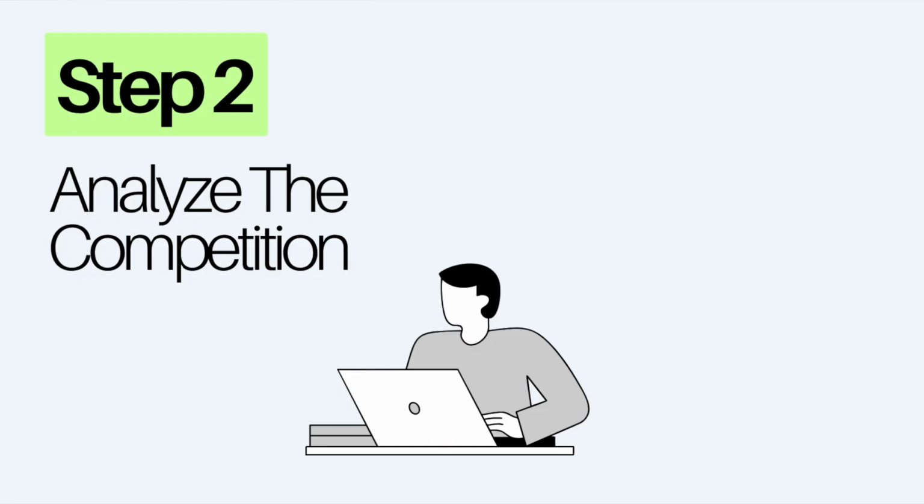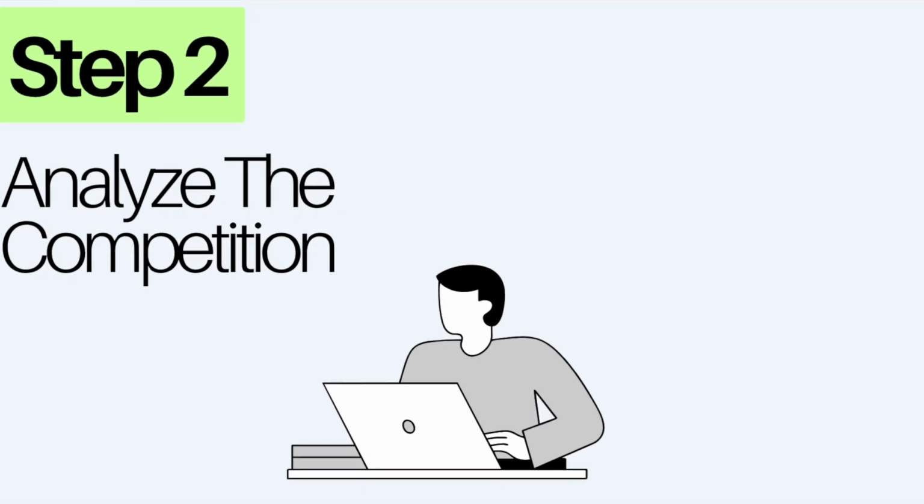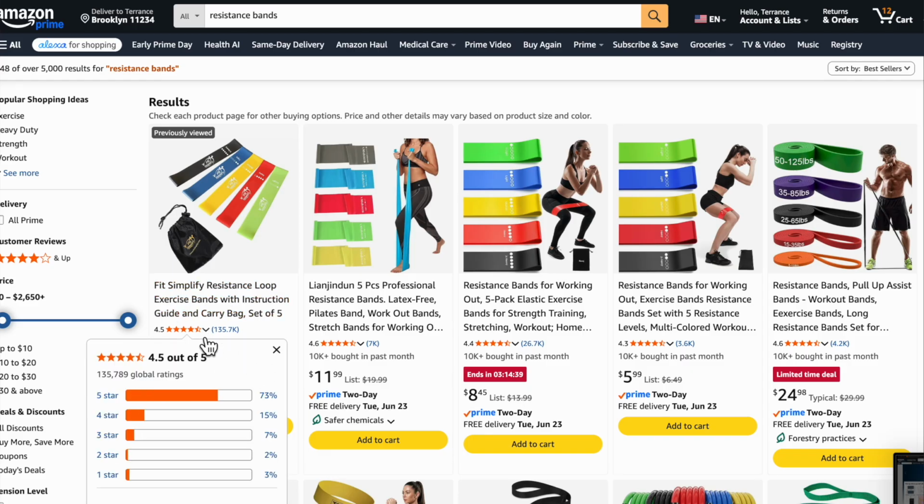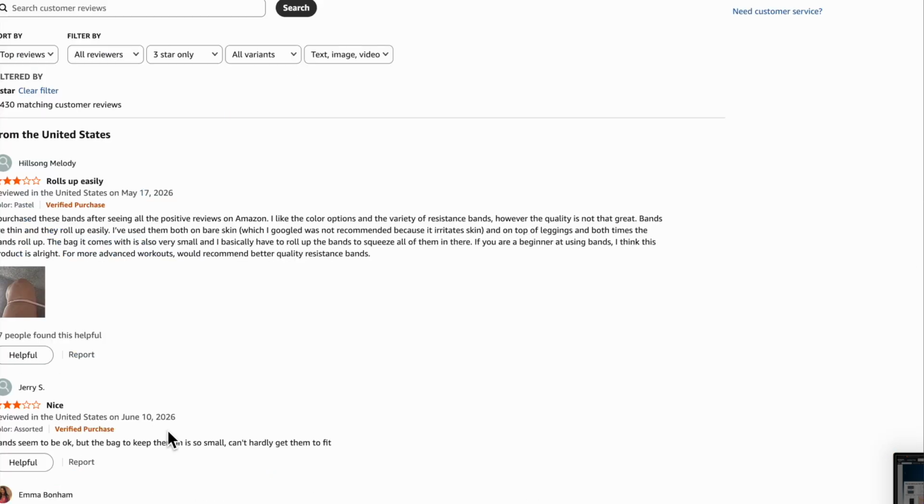Step two, analyze the competition. Next, I want to understand who's already winning with this product or in this space. Look at the top 5 products in this area on Amazon. Look at the reviews, not the 5-star reviews, but the 3 stars and the 4 stars. That's exactly where people tell you what they wish were better.